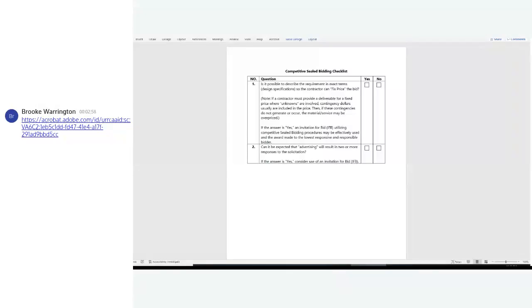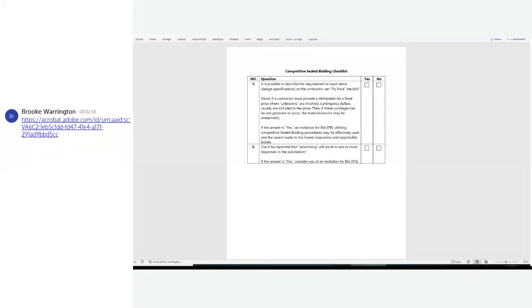So this is a competitive sealed bidding checklist. Yes or no. Is it possible to describe the requirement in exact terms, design specifications, so the contractor can fix price the bid? If the contractor must provide a deliverable for a fixed price where unknowns are involved, contingency dollars usually are included within that price. Then, if these contingencies do not occur, the material or service may be overpriced.